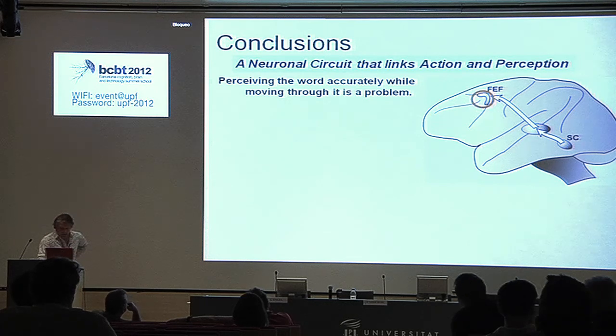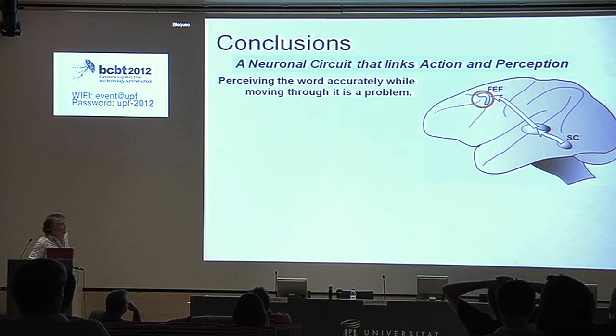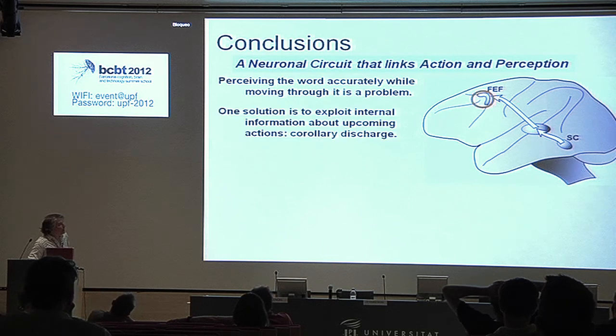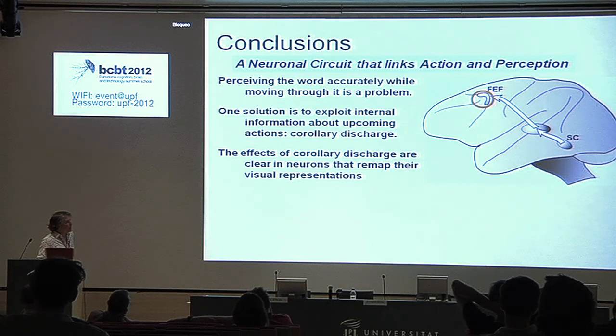So what I've talked about today is trying to make a case that perceiving the world accurately while moving through it is a problem to be solved by the brain. One solution is to exploit internal information about upcoming actions. This is corollary discharge. We now know of at least one circuit in the primate brain. This is the first time such a circuit has been discovered and really elucidated in detail in the primate brain.